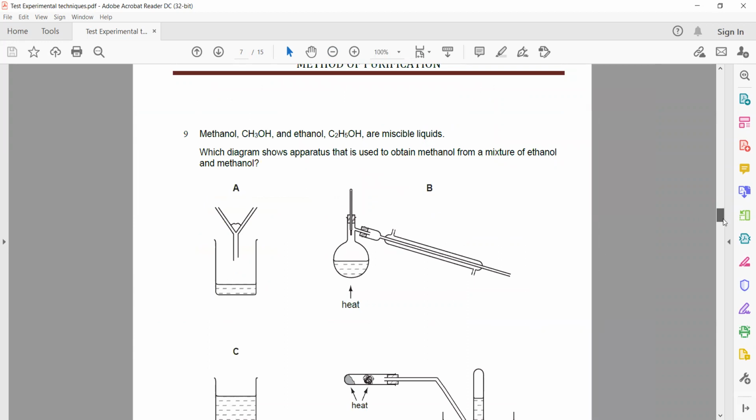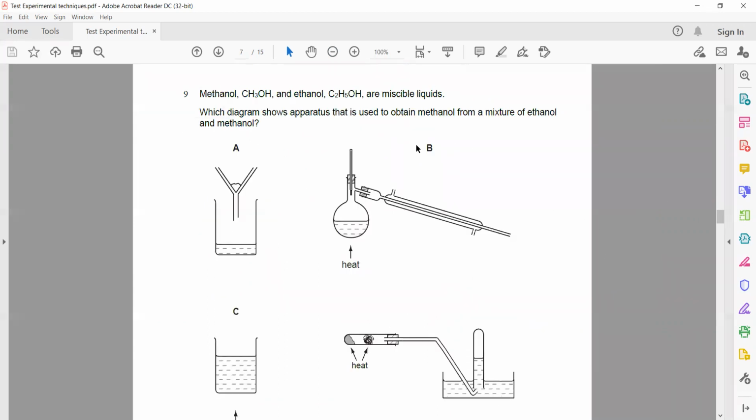Methanol and ethanol are miscible liquids, which diagram is used to obtain them? So if two miscible liquids are there, the one which has a low boiling point will rise first and then it will condense, so we collect that. And the one which has a higher boiling point will be left. So this technique, fractional distillation, so B is the right answer.